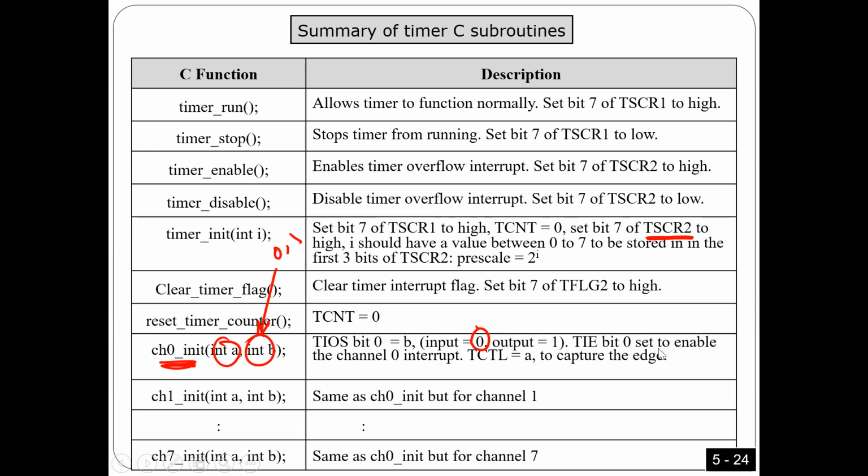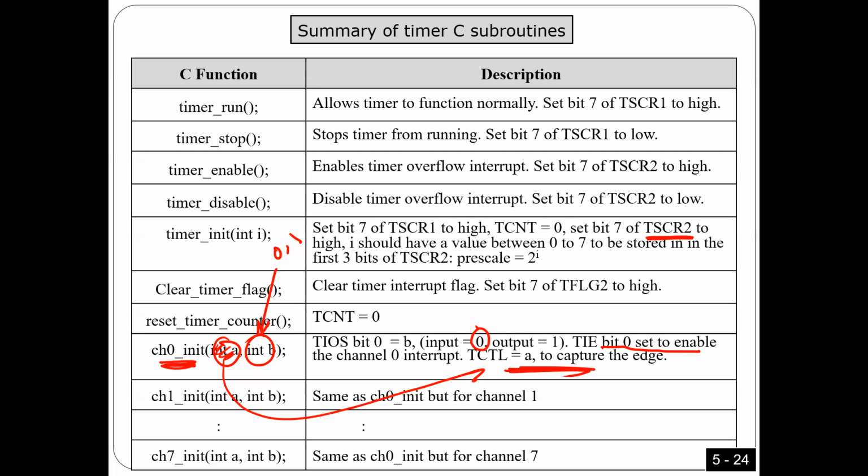Okay. Also, this subroutine is going to enable the interrupts, and then this value here, whatever you are going to put here, is going to be used in TCTL in order to program what you are going to capture, okay?